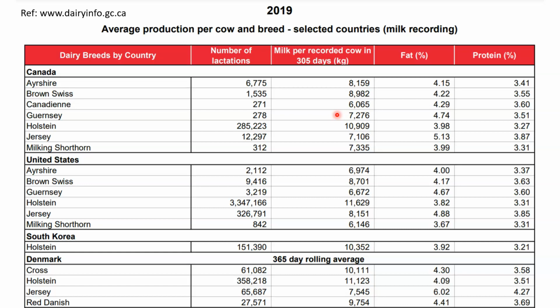So let's say identical twins. Same management, same nutrition, same farm, same climate, same everything. One animal was milked once a day, the other animal was milked twice a day. Which animal will give more milk at the end of the 305 days? The animal that was milked twice a day.